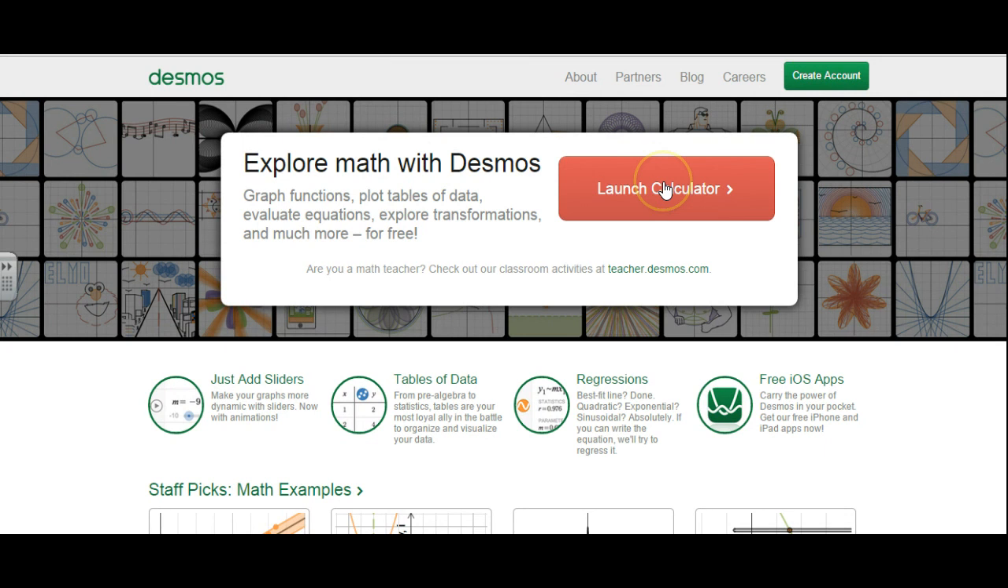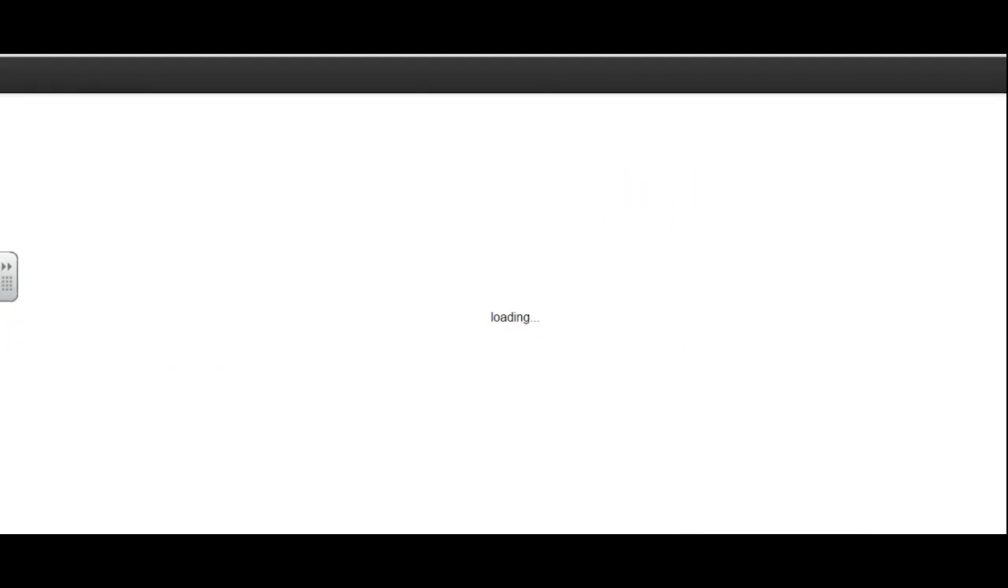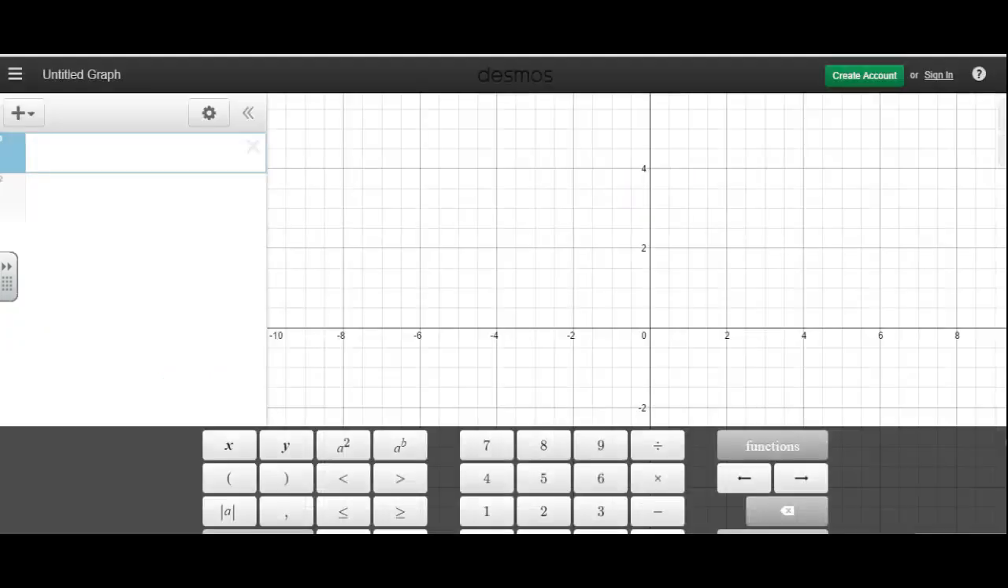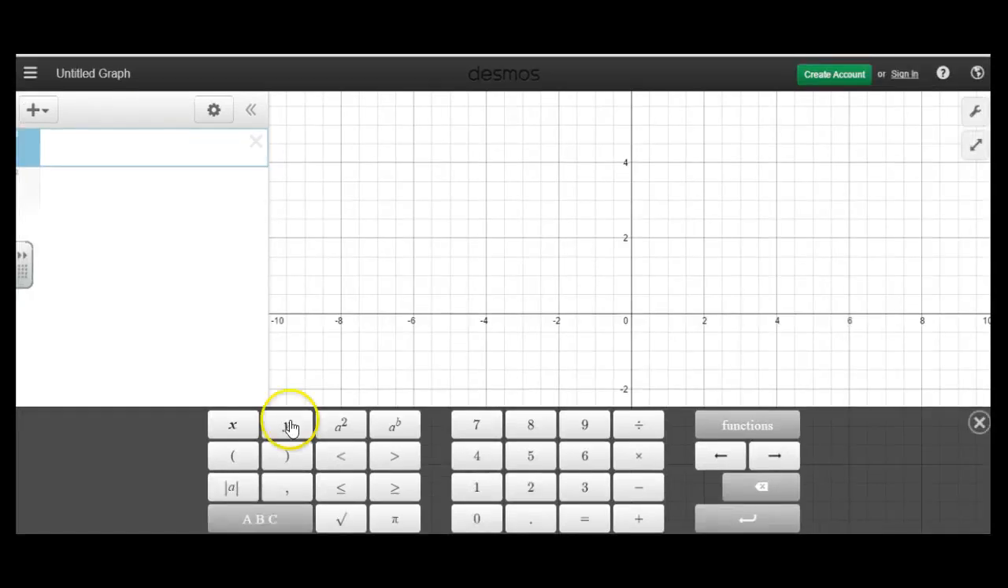So we go to Desmos, we launch the calculator, and we type in the function we want to use. So the function we were looking at was y equals 2 square root of x minus 6. And then I have to go to the right so that I get outside of the square root to do the plus 4.